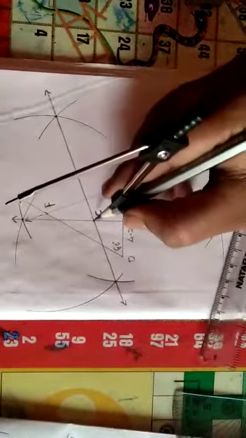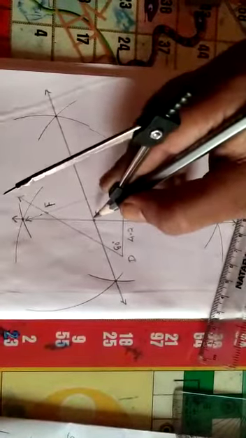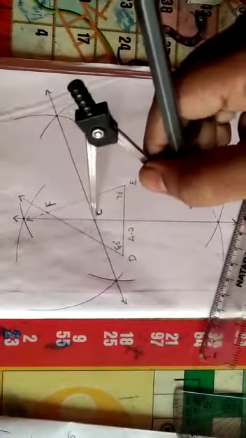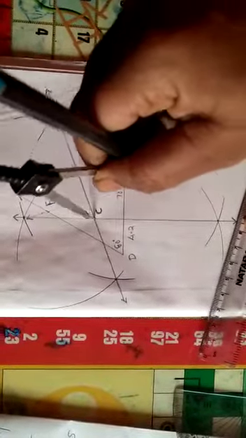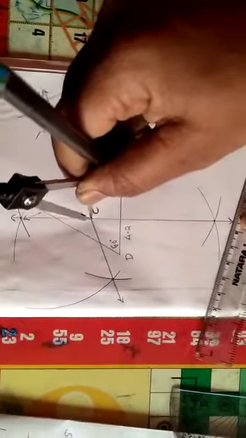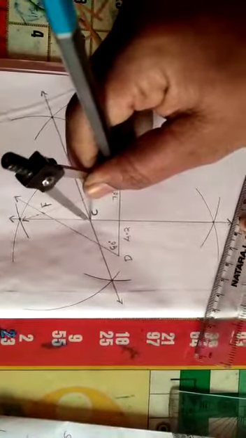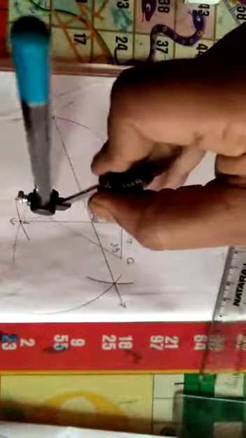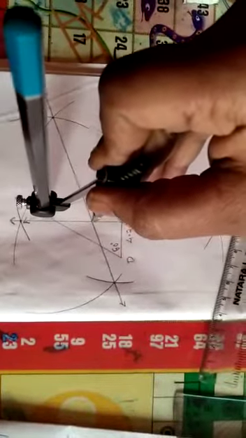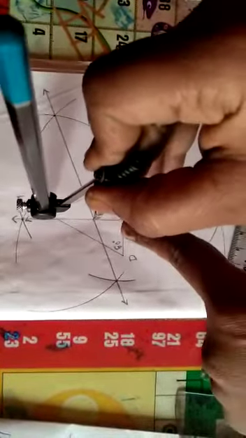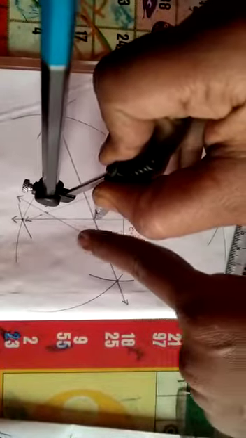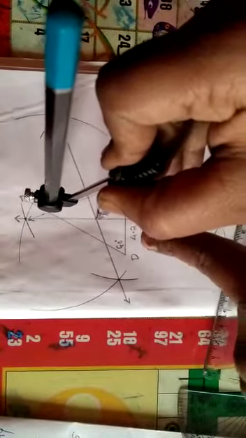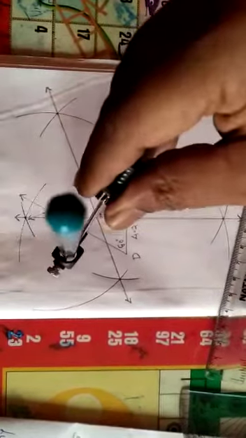Now this is the center of the circle. Take this center C and consider E as the radius, or consider D as the radius, or consider F as the radius. Any one point. C is the center, and any one vertex of this triangle is taken as the radius, and draw a circle.